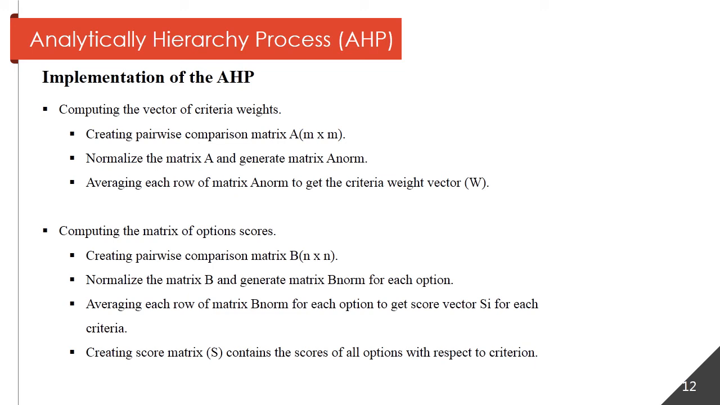Normalize the matrix B and generate matrix B norm for each criterion, averaging each row of matrix B norm to get score vector S for each criterion. Then create score matrix S containing the scores of all options with respect to the criteria.